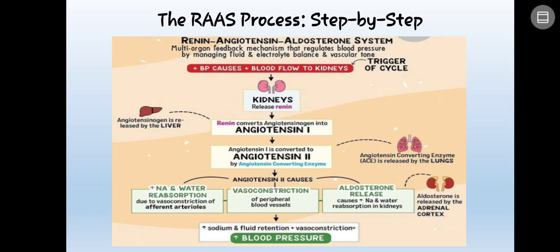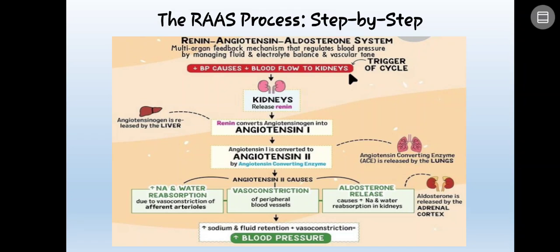Okay, they stretch and then they decrease. And once they stretch and decrease, they send a signal of low blood pressure. And in response to that signal, the juxtaglomerular cells release the renin. It's the juxtaglomerular cells that actually produce the renin.